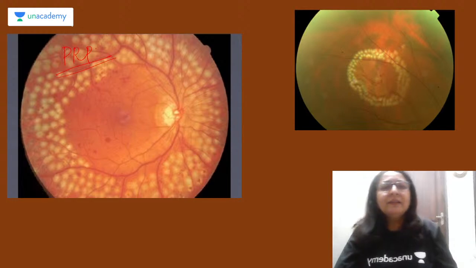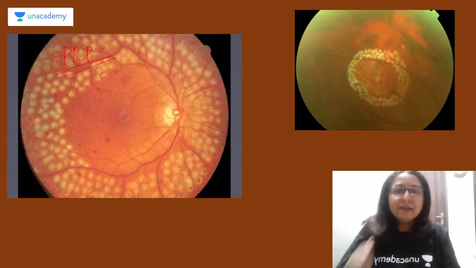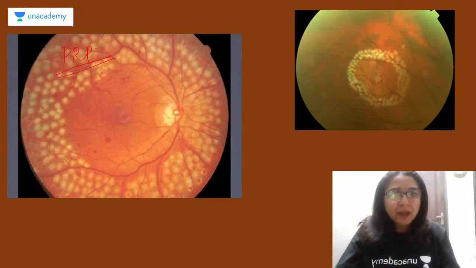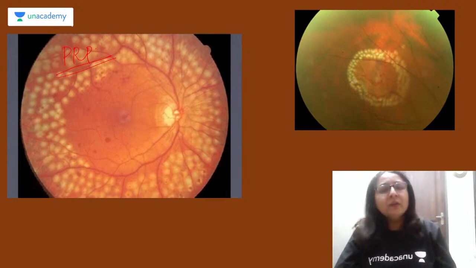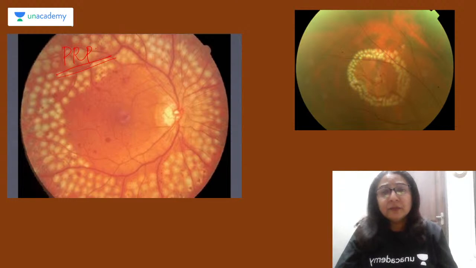So what does the laser do? Laser actually decreases the oxygen demand of the ischemic retina or hypoxic retina by converting this tissue into an anoxic tissue, and which in turn also leads to a decrease in the levels of VEGF, vascular endothelial growth factor. So that helps in regression of the neovascularization.